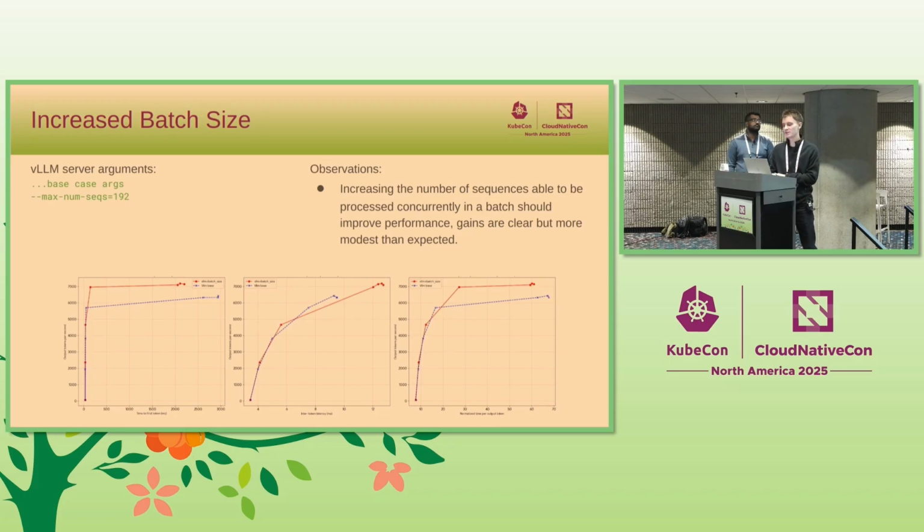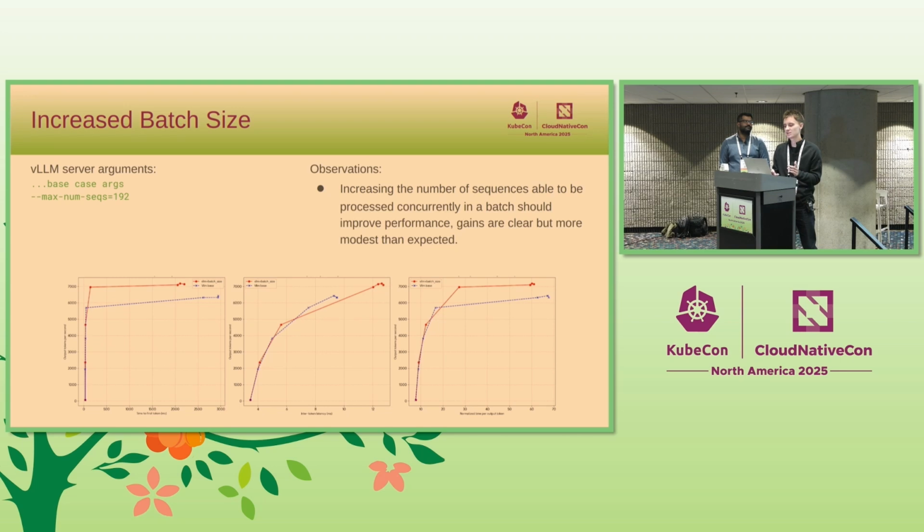For the next experiment, we increased the batch size, so we increased the max number of sequences from 128 to 192. And again, blue line is base, red line is the new config. The expectation was that increasing the number of concurrent sequences would improve performance. And we did see some gains, but they were more modest than we would have expected.